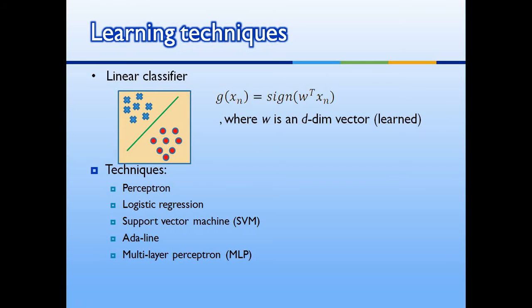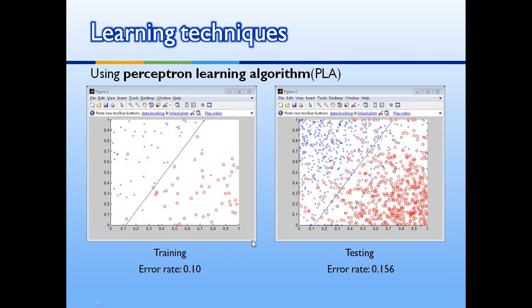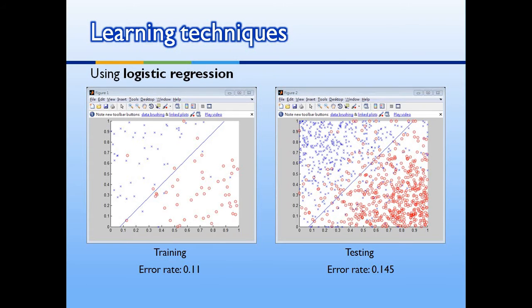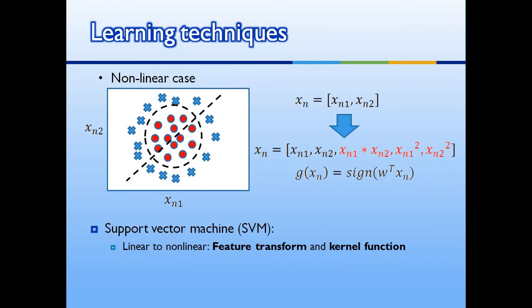Linear techniques, linear classifier, that means you have a linear regression. You can use perceptron, logistic regression, support vector machine, Adaline, or MLP. You can see here the perceptron learning algorithm. Here is an example of logistic regression. Now if you go for a non-linear case, you have a support vector machine, which is non-linear to linear, with feature transform and kernel function.